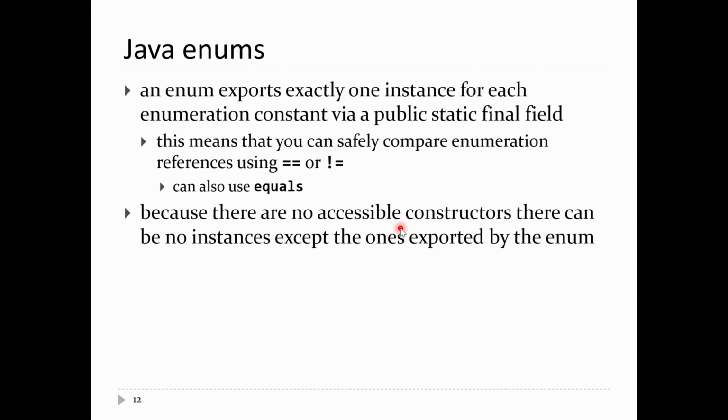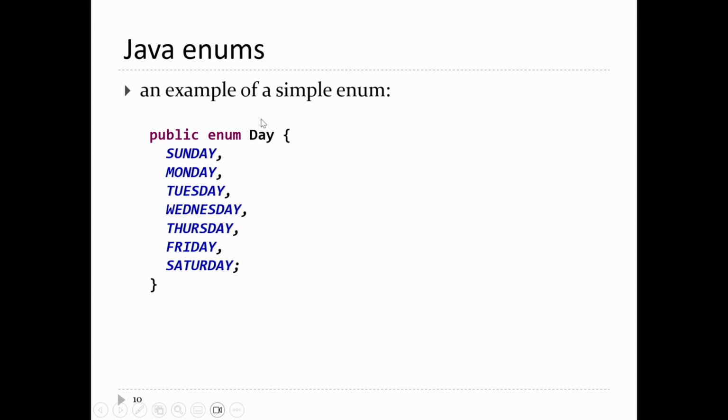Now, you are allowed to have constructors in your enumeration, but the constructors are private. What that does is it prevents anybody outside of the enumeration from making a new constant value. That guarantees that in this case there will only ever be 7 Day objects. Nobody else can make a new Day object because they don't have access to the constructor.